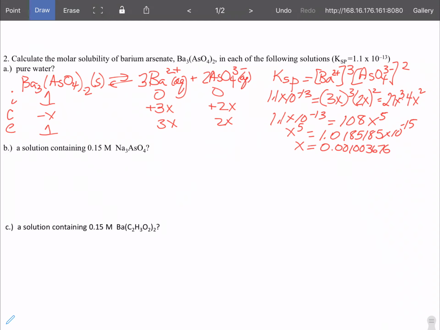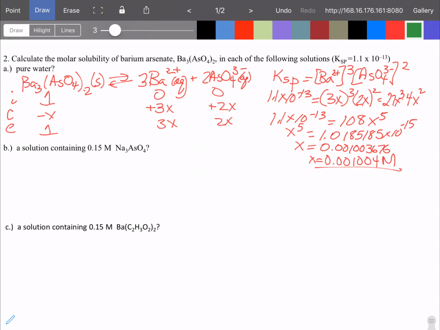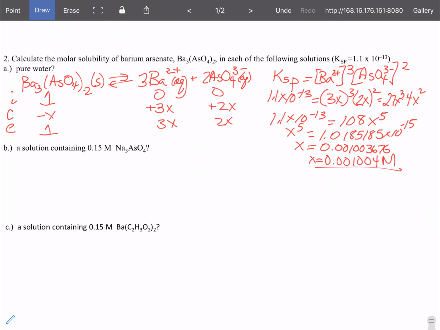0.001003676, which is, if we report it to 4 decimal places, 0.001004 molar. Now, this is the solubility of the barium arsenate. It's the X value. So we're going to move on to the next one, where we will have added a common ion. So again, we'll set up our ICE table.